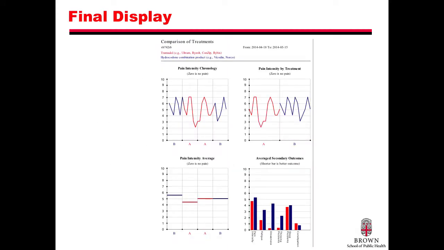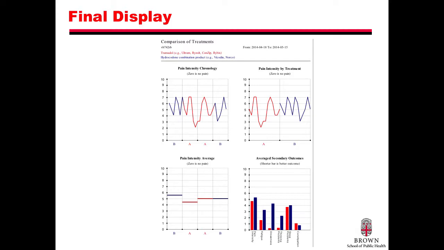So what does the final display look like? Well, in our trial, we've used a few different displays. One is just sort of showing you a time series graph of what your data look like. Blue, you're on one treatment. Red, you're on another treatment. You can look at that by time or by treatment. You can look at averages. You can look at bar graphs where you look at the 5 or 6 different outcomes and compare them.